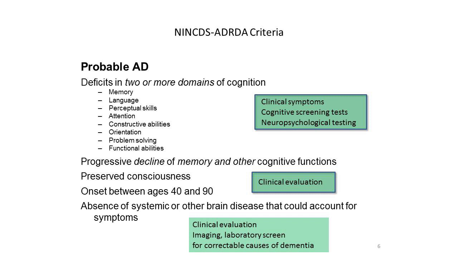So for probable Alzheimer's disease, the NINCDS-ADRDA criteria requires the following: deficits in 2 or more domains of cognition. And the cognitive domains are memory, language, perceptual skills, attention, constructive abilities, orientation, problem solving, and functional abilities. And to screen for deficits in these domains, we can use clinical symptoms, cognitive screening tests, and neuropsychological testing. The more advanced the disease, the easier it is to find at least 2 domains and make the diagnosis of Alzheimer's disease.